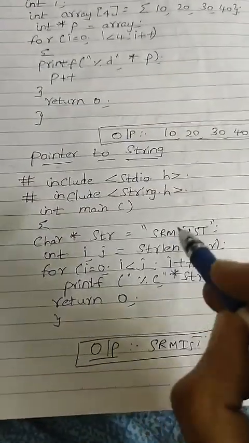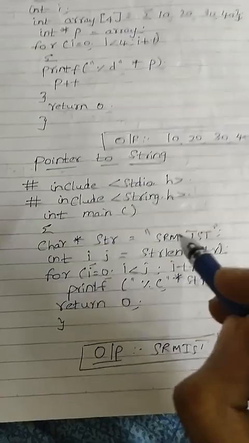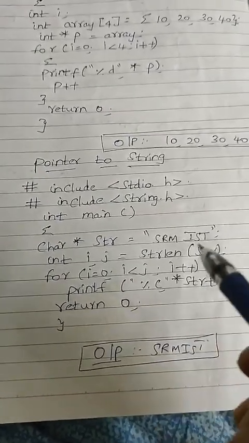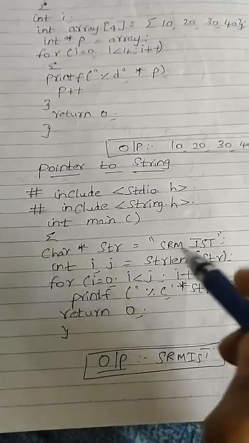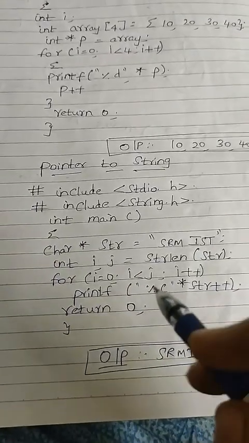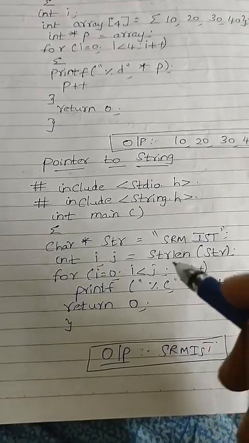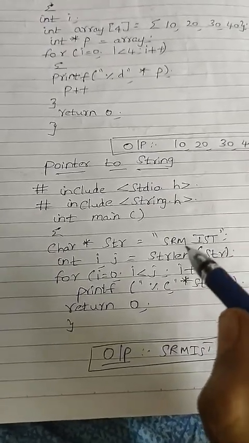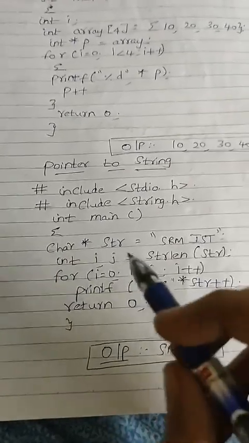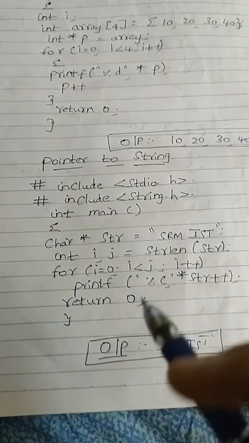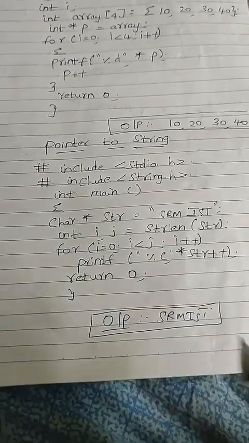What strlen represents is a string function that is used to calculate the total size of the string. Then in the loop, the pointer increment is done using the double plus increment operator, and the pointer moves through the characters stored in the string. For that I am getting an output of srm ist.